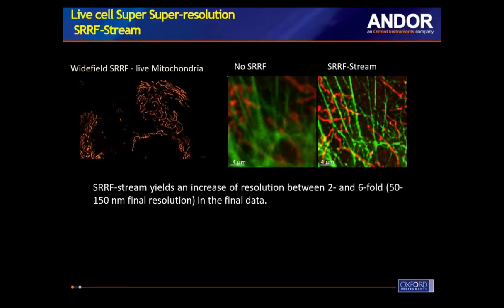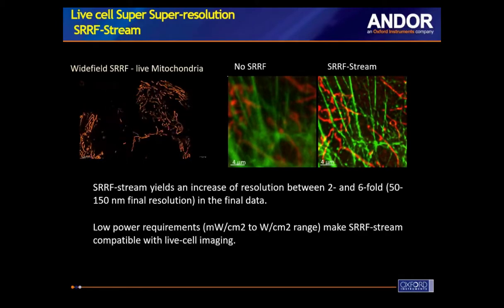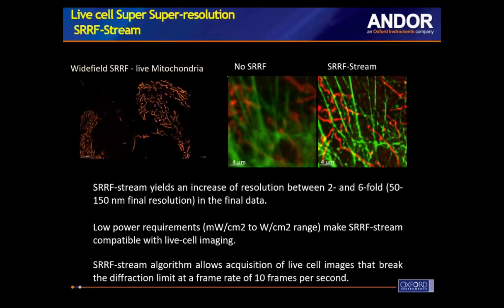SurfStream will yield an increase in the resolution between 2 to 6 times more in the final data, delivering super resolution images on the fly, in the instant, while you are acquiring. The low power requirements for SurfStream make it compatible with live cell images and can deliver images that break the diffraction limit as fast as 10 frames per second. No specific sample preparation is required, and super resolved images can be delivered deep inside cells or tissues.